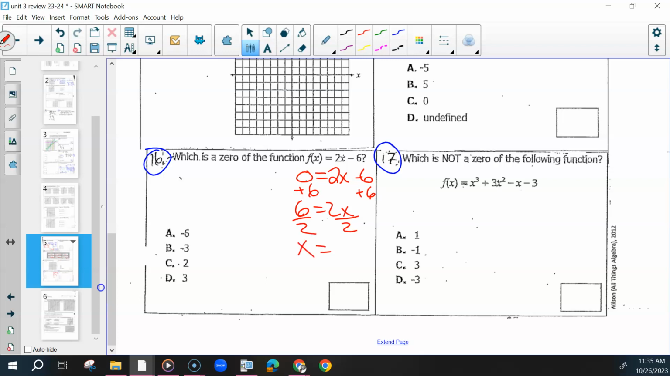So that x is 3. If you had graphed this, you would also see that it crosses the x-axis at 3.